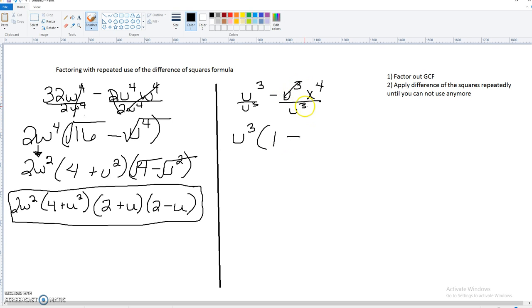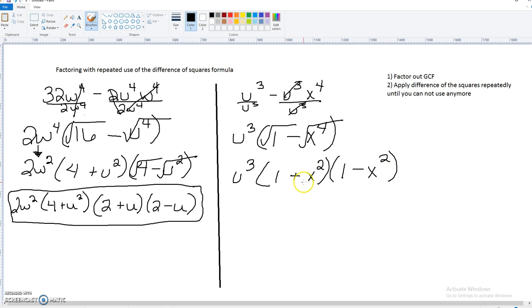Now, of course, these cancel, or in other words, they become 1. We just don't write it in this case. And we have x to the fourth. Okay, so we do have a minus sign, and both of these can be square rooted. So I'm going to bring down this. And the square root of 1 is 1. And the square root of x to the fourth is x squared. And so in this set, we've got 1 minus x squared.